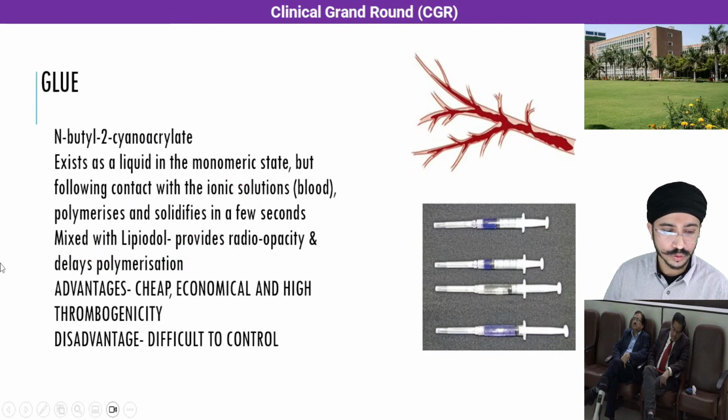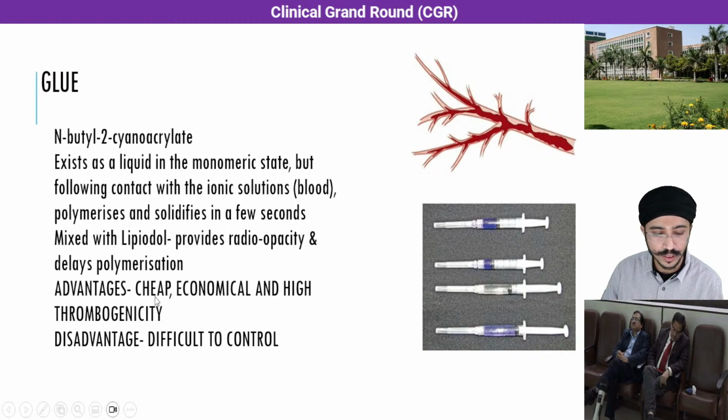Then there is glue. Glue is basically N-butyl 2-cyanoacrylate. It exists as a liquid in the monomeric state, but on contact with the ionic solution, it polymerizes and solidifies in a few seconds. And it's mixed with Lipiodol, which provides its radio opacity and delays the polymerization.